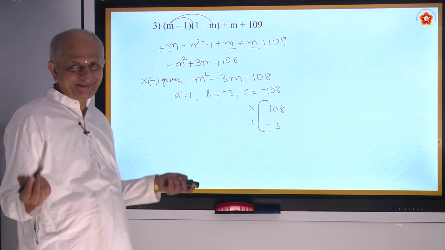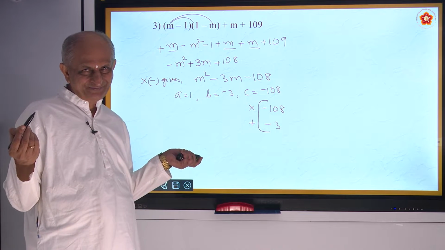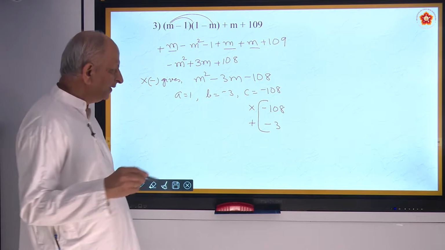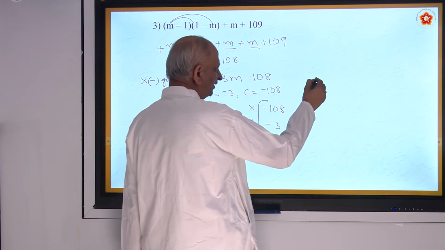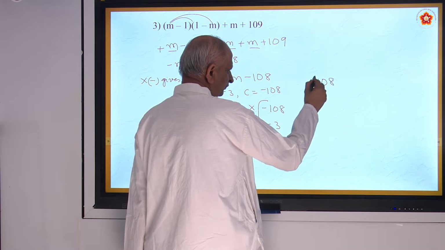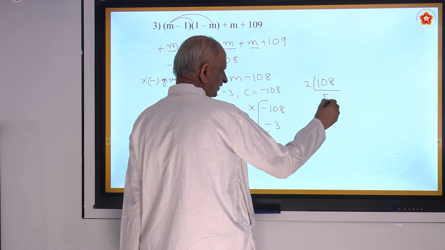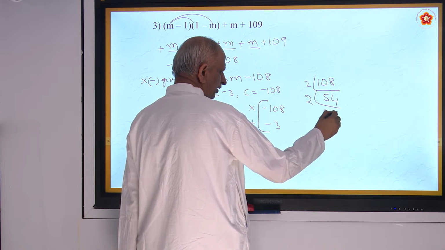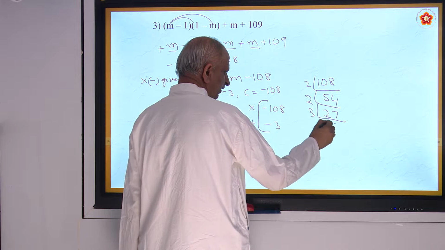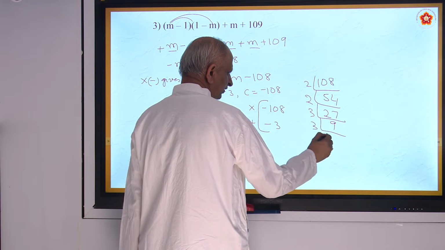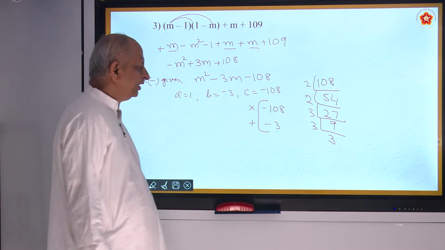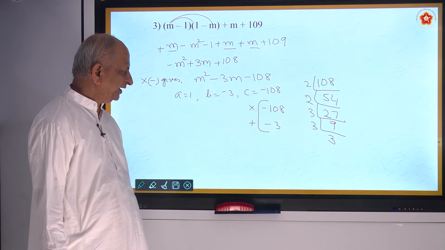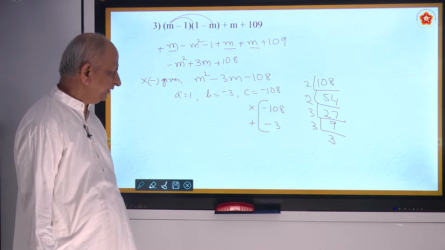Now how to find the factors? You can do it orally also. Say 12 nines are 108. But suppose you don't get it, what you must do? You must find factors like this. 2 5s are, 2 4s are, 2 2s are, 2 7s are, 3 9s are, 3 3s are. So now you must group it up. How must you group? Such that the difference must be 3.